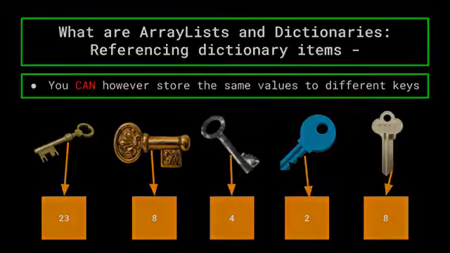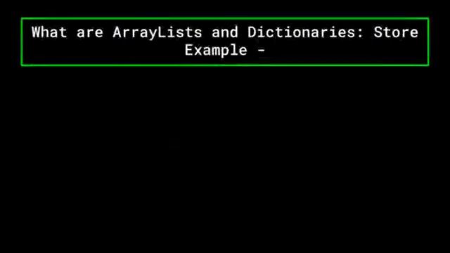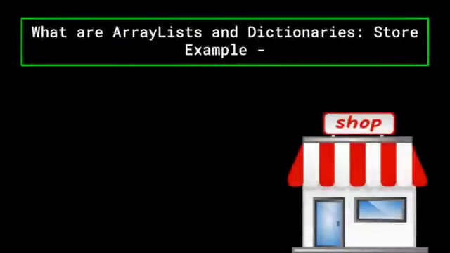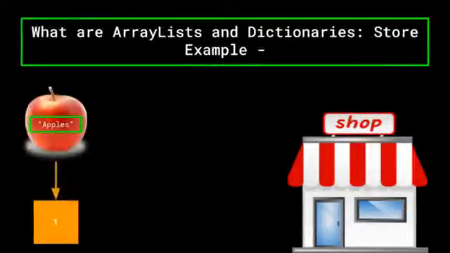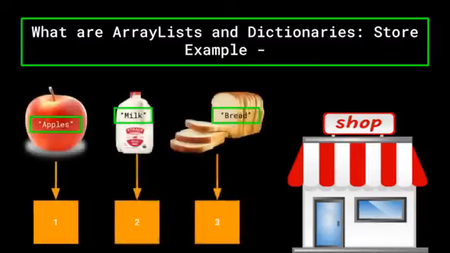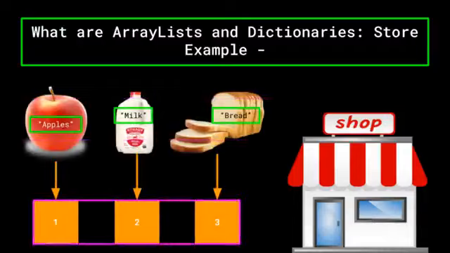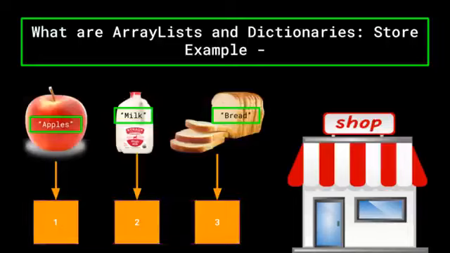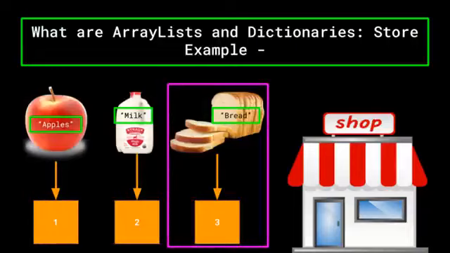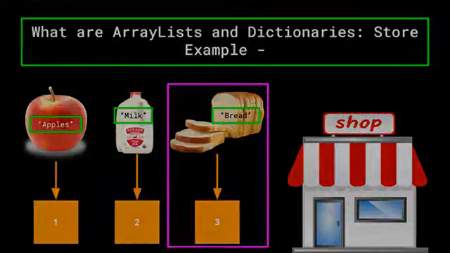Let me explain what I mean. Imagine you have a dictionary of prices at a store where the key is the name of the product and the value is the price of the item. Maybe apples cost $1, milk costs $2, and bread costs $3. You can see that in the dictionary, each key is the name of a product, and each value corresponds to the price of each product. So to find the price of bread, all you need to do is simply call the dictionary using the key bread. This makes it extremely easy to track values through your code since you're working with tangible values rather than numbers which don't mean anything to you.